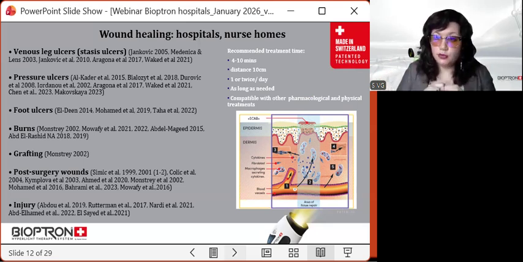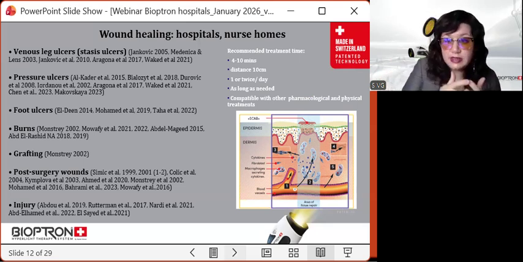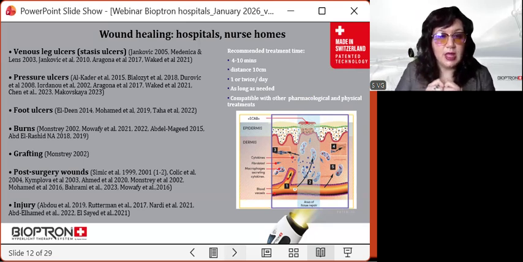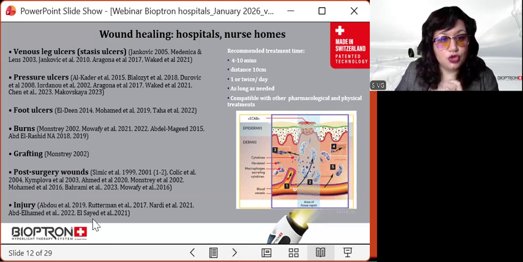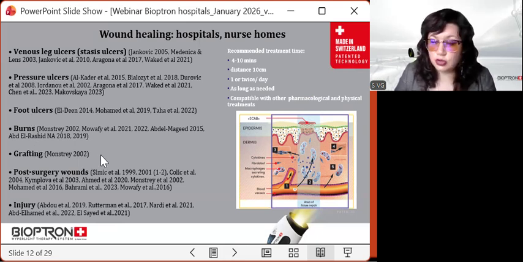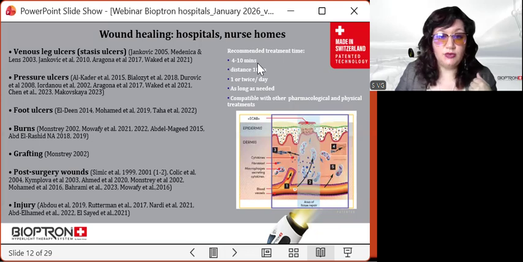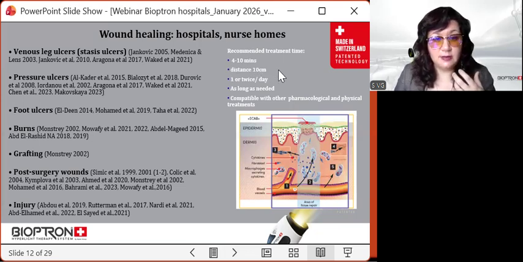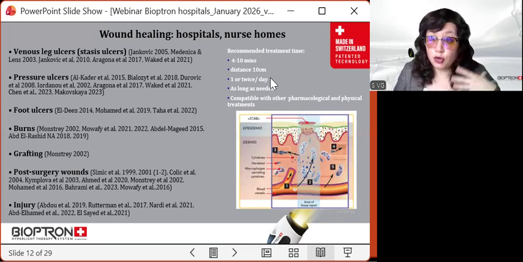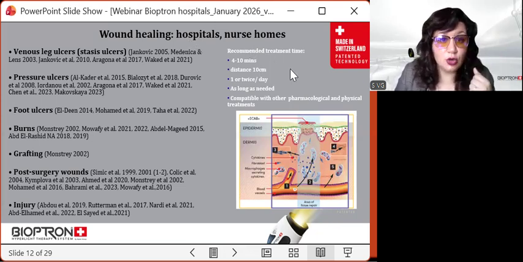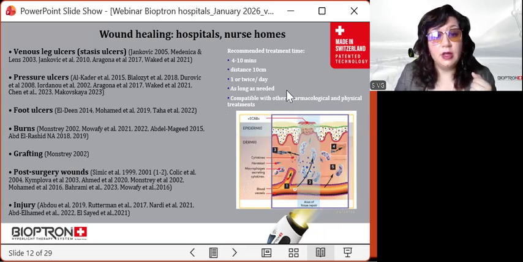For wound healing, as I told you, you can approach hospitals, you can approach nurse homes, you can tell them the huge list of bibliography that we have for wound healing in different types of wounds, as you can see here, burns, post-surgery burns, injuries, chronic wounds, etc. And you will explain to them, as when you explain the device itself, that the treatments are between 4 and 10 minutes at a distance of 10 centimeters, once or twice a day, depending on the protocols that they have in the hospital or in the nurse homes, and very important, compatible with other pharmacological and physical treatments.